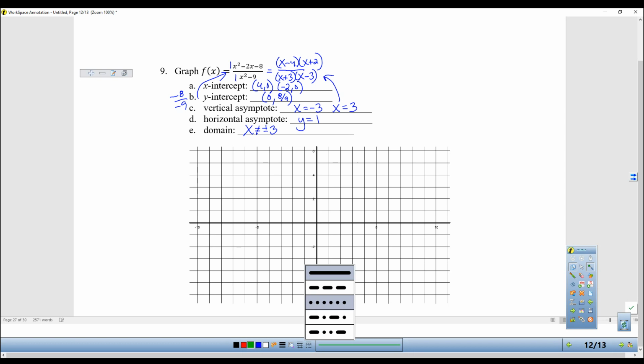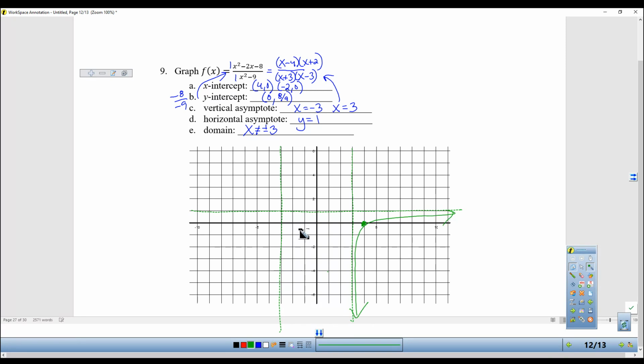So let's draw these asymptotes. Y is equal to 1. X is equal to 3. X is equal to negative 3. And I know quite a few points. Hopefully they're not all on the same branch. Let's see. (4, 0). Nice. Now I got a branch. Now I got something over there, right? So that one point gave me this entire branch.